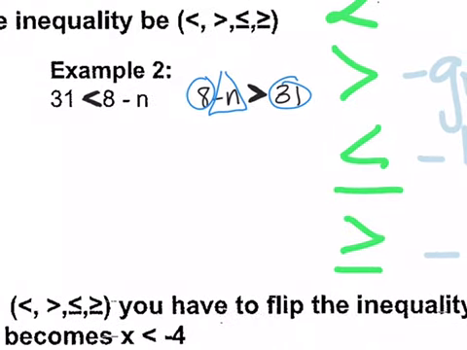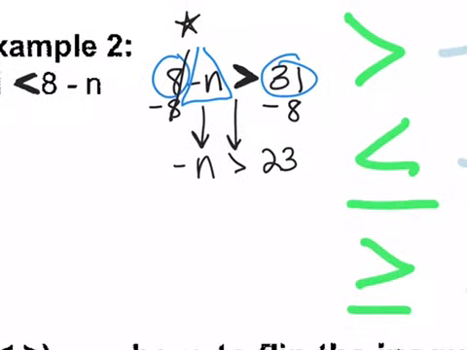So I want to get rid of the 8. I have to start on this side. I want the n by itself, so I'm going to get rid of the 8. Since there's not a sign in front of that 8, that means it's positive. And so the opposite of a positive number would be a negative number, or to subtract it. So then 31 minus 8, 23. Bring down your inequality sign and bring down your variable with the sign in front. Okay? So if I have the sign in front now, it's a negative.